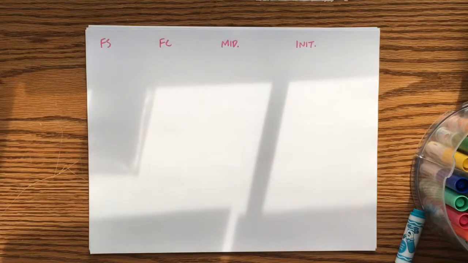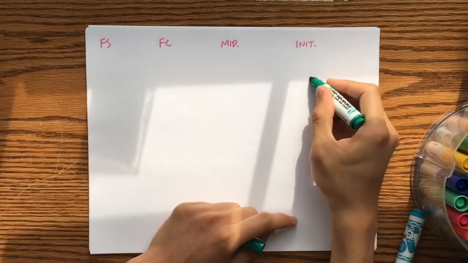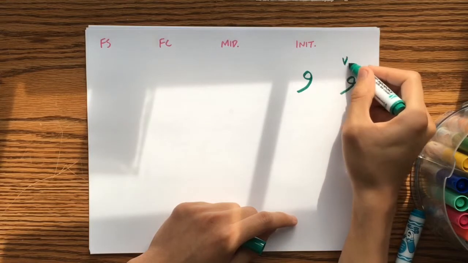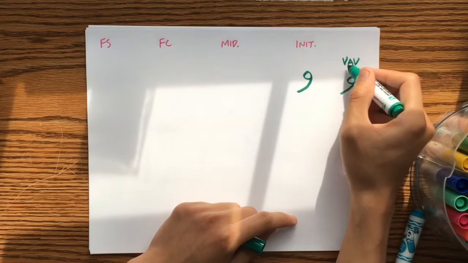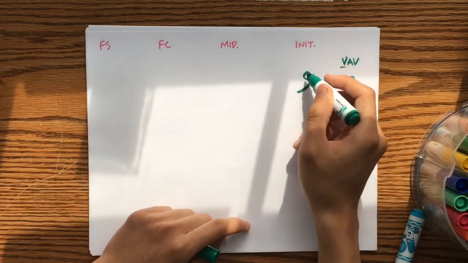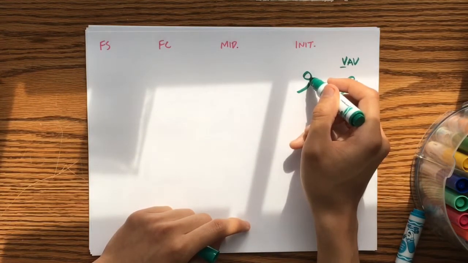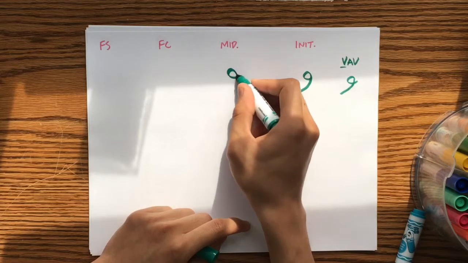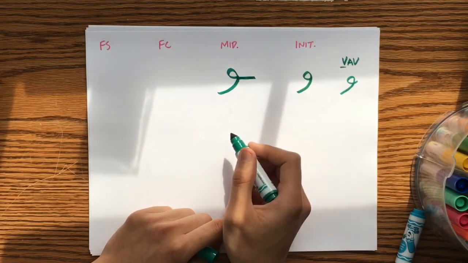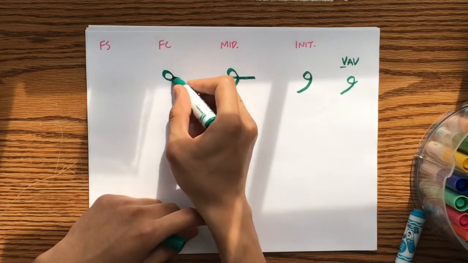All right, now I'll teach you that. Vav. So vav makes the V sound. So vav is also a non-connector, so you can only do it from the right side.